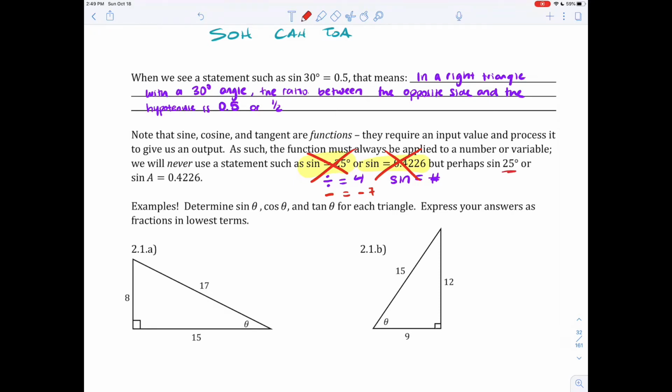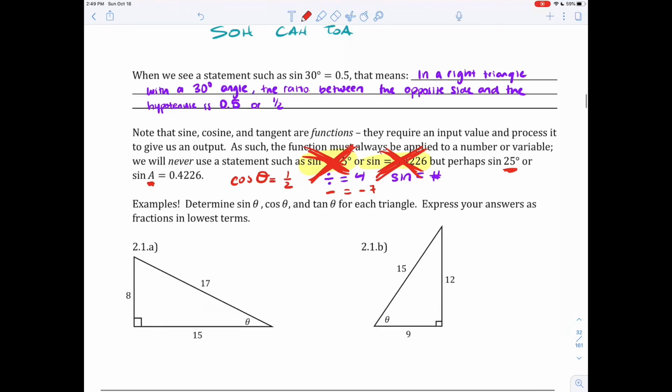So we could say the sine of angle 25 degrees. Or if we don't know our angle, we could say the sine of angle A. We could say the cosine of theta is equal to something, let's say 1/2. Right? We can say those statements as long as there's an input value present. These are big common mistakes that happen, but hopefully you will avoid them because they are so wrong.